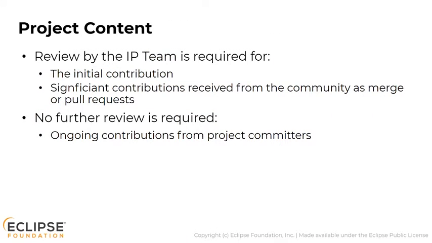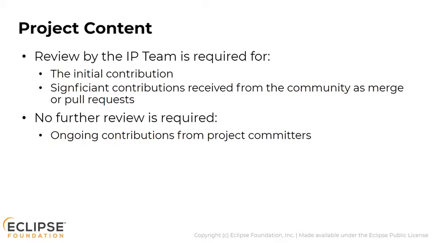Project code submissions are broken down into three separate categories. The initial contribution. The IP team will work with the project to resolve any provenance issues prior to the start of the IP review. Committers should ensure that necessary file headers are in place. Committers must deliver a snapshot of the initial project code to the IP team for review.